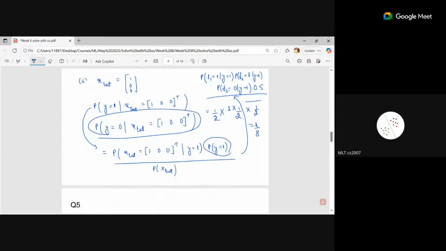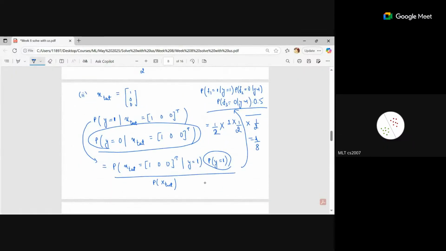So what we got here is that the probability of y is equal to 1 given x test is greater than the probability y is equal to 0 given x test, right? So we'll predict y to be 1, because the probability is high.